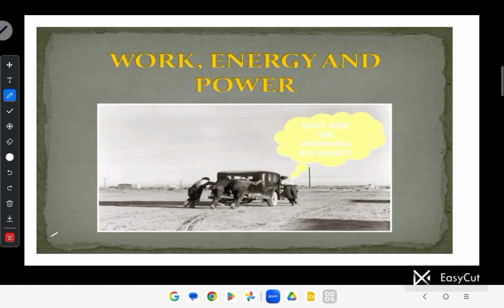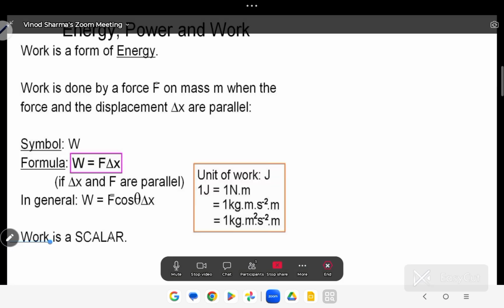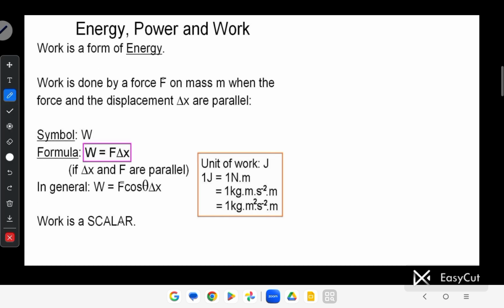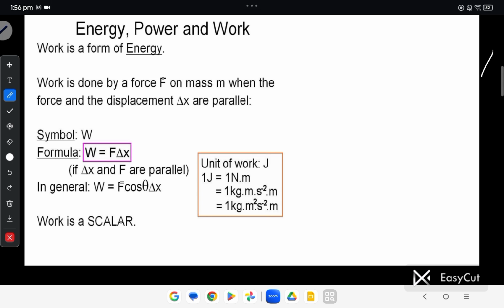Let's start with energy only. Energy is what? It's the capacity of doing work. So let's move to the next slide. Here, as we can see, work is a form of energy. It's written over here.